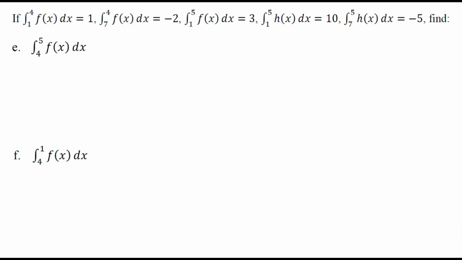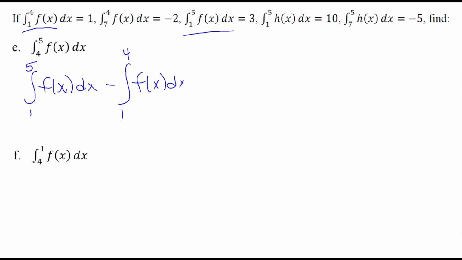All right, we got a couple more of these here. So same integrals again. We're going from 4 to 5 now of f. So if I just wanted the piece from 4 to 5, and I had the piece from 1 to 5, I could take off the piece from 1 to 4, and that would give me only the part from 4 to 5, right? So the integral from 1 to 5 of f minus the integral from 1 to 4 of f ought to give us only what's left from 4 to 5, which is what we're looking for. So from 1 to 5, it's 3. We'll subtract the part from 1 to 4, which is 1. Well, 3 minus 1 is 2.